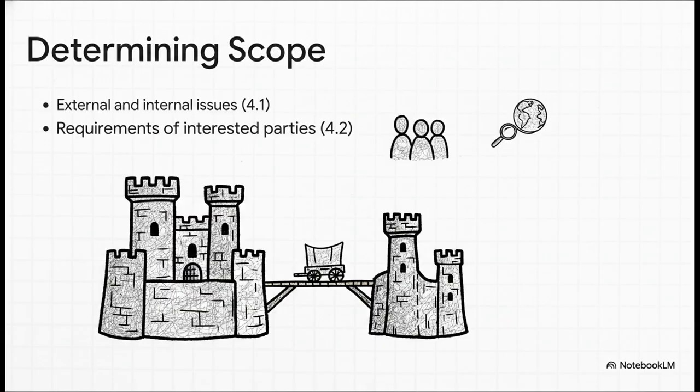Think of your ISMS like a fortress. Those interfaces and dependencies, they're the drawbridges, the supply lines, maybe a shared wall with the castle next door. You have to nail down exactly where your control ends and the next organization's control begins.